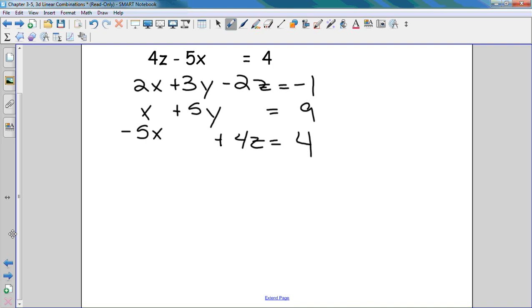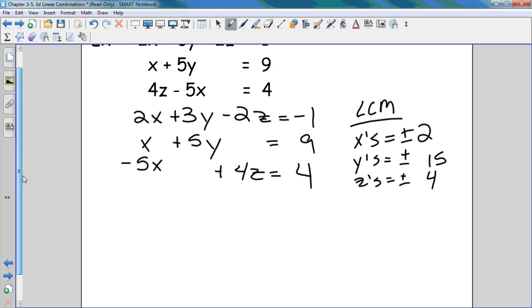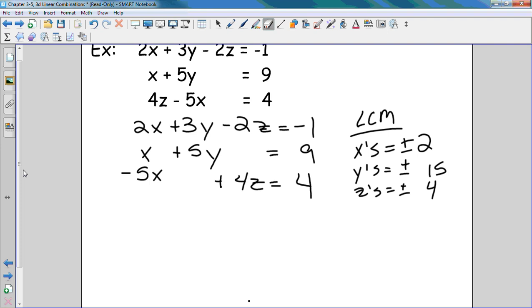Oh, first I need the least common multiple. Which is the one for the least common multiple of my x's? 2, plus or minus 2. My y's? Plus or minus 15. My z's? Plus or minus 4. Yes. Oh, wait, it should be 10. Sorry. My x should be 10. Thank you. Yep. I can see my negative 5 sticking out back down there.